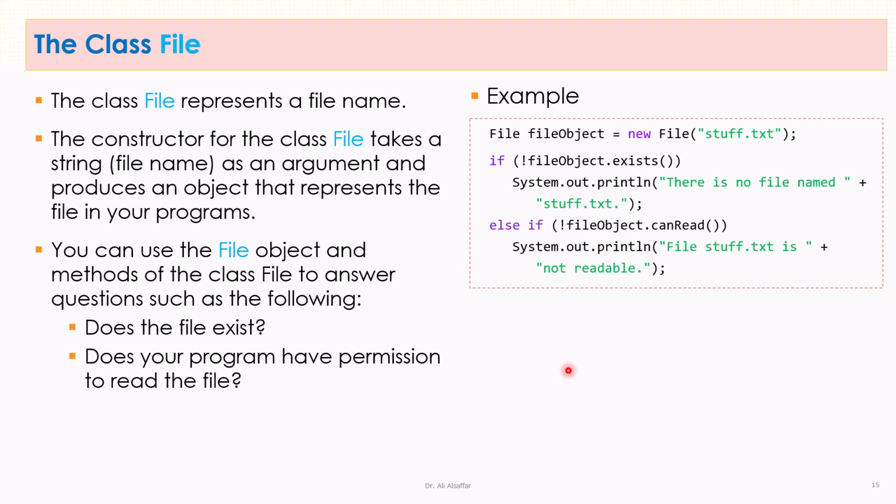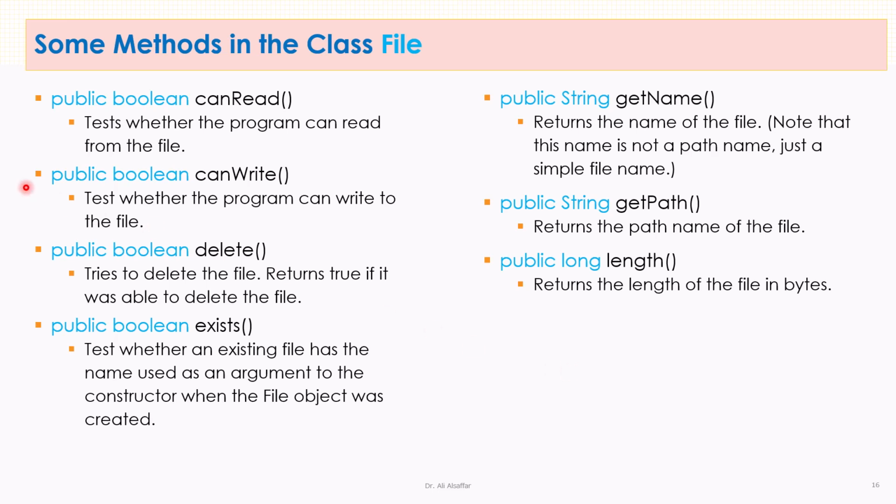Let us have a look into some of the methods that are defined inside the File class. The first method is a Boolean method called canRead, and it is used to test whether the program can read from the file or not. You have seen an example on how to use this method. A similar method that is used for testing whether a program can write to the file or not is a Boolean method called canWrite. It returns true if we can write into the file, and it returns false otherwise.